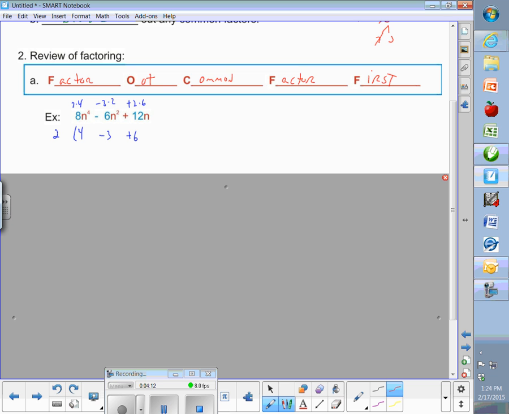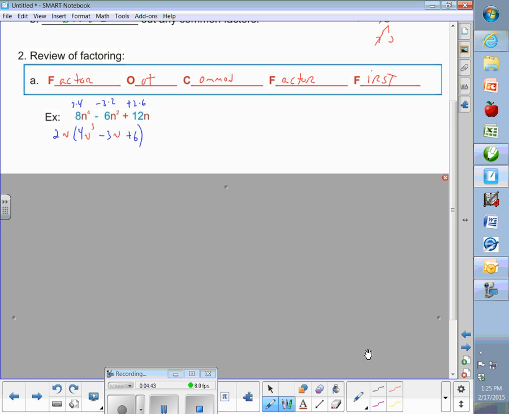We can do the same thing with the variables, but there's only a common n in all of them. So I can factor out a common n. That leaves an n cubed left, since n times n cubed is n to the fourth. In the second term, it leaves me an n, and in the third term, it leaves me nothing. I can close my parentheses, and that is the factorization. I factored out common factors. Now we have a trinomial left, but that trinomial does not factor.